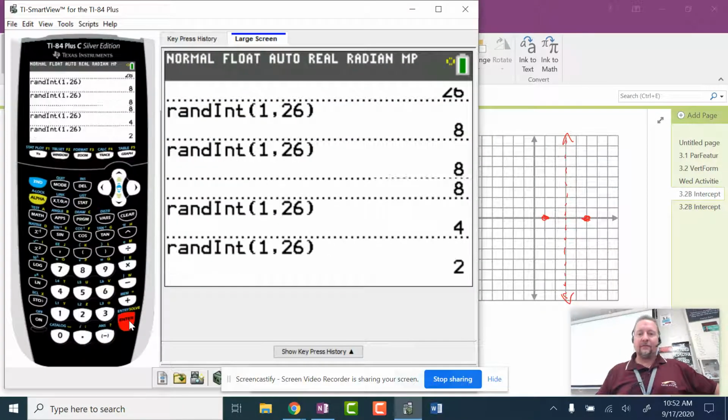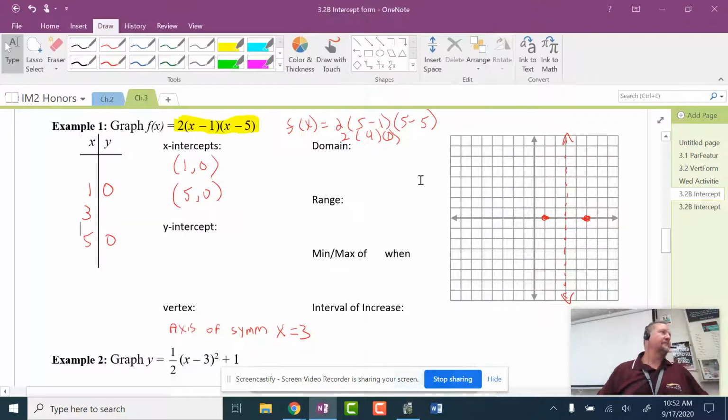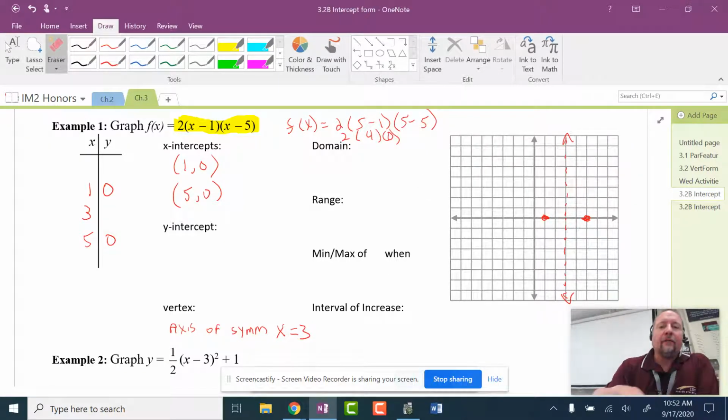So I'm going to go to 2. Nice. Matt, you ready, Matt? Okay. So how do I get the y coordinate for the vertex? What do I got to do? I'm going to erase my work up here.